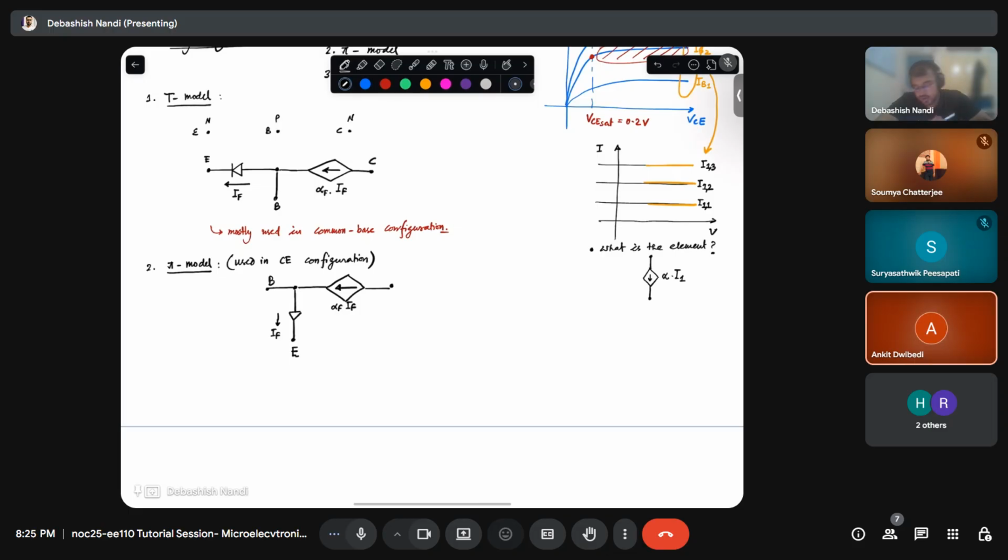Yes, sir. Now what I do, let me connect two current sources. This is alpha F IF, this is alpha F IF, and remove this one. Is it the same?